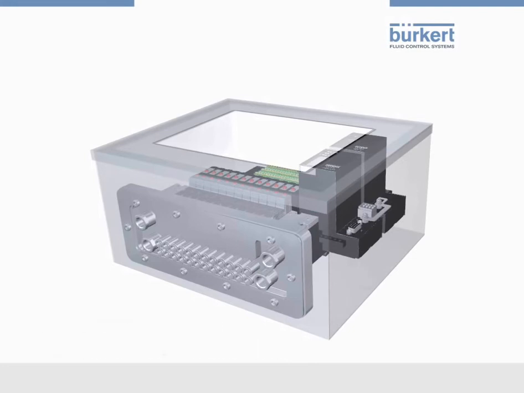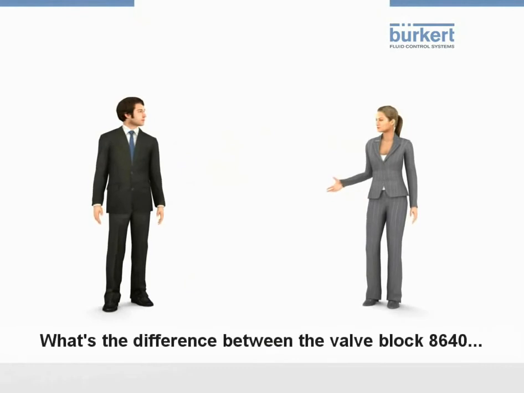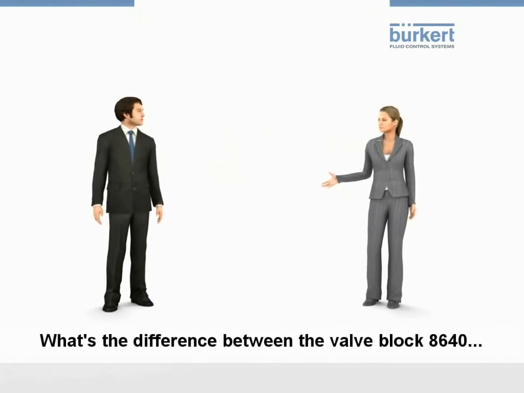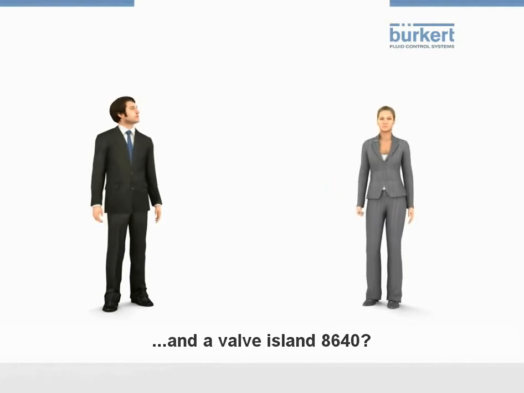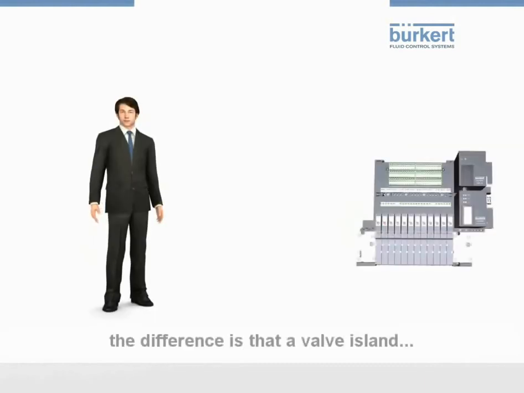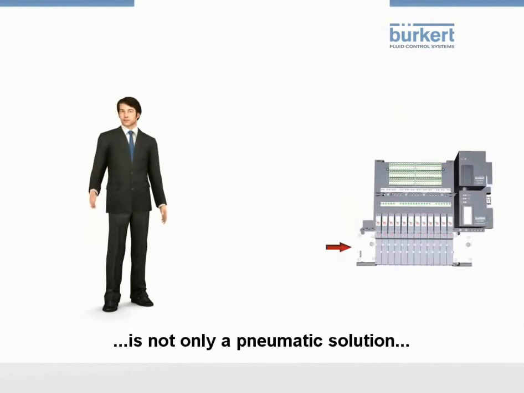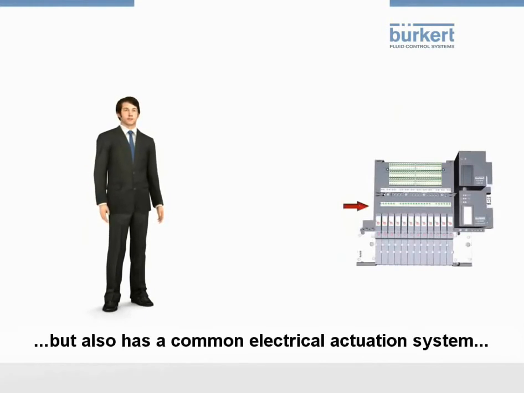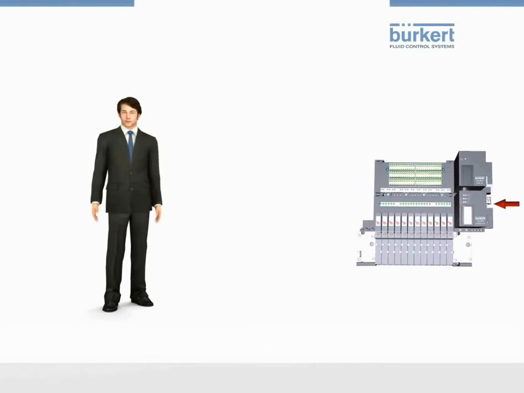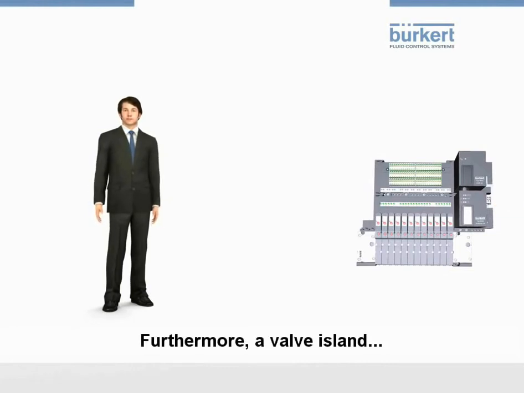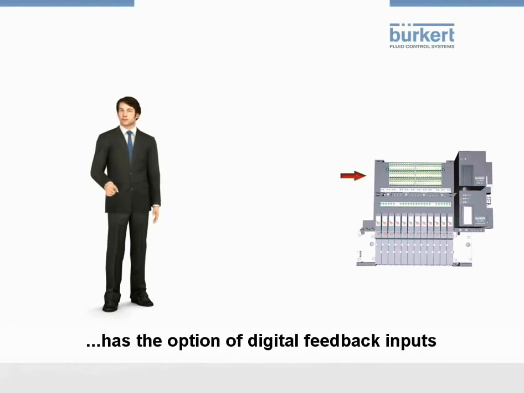Finally, you now have the possibility to check your newly learned knowledge by answering some questions. What's the difference between the valve block Type 8640 and the valve island Type 8640? Well, the difference is that a valve island is not only a pneumatic solution, but also has a common electrical actuation system via a common electrical connection, field bus interface, or multi-pin. Furthermore, a valve island has the option of digital feedback inputs.